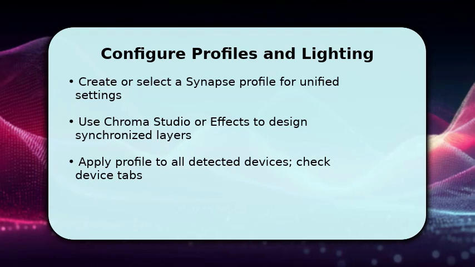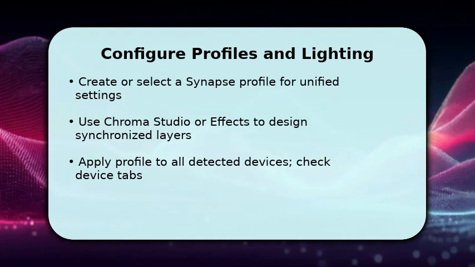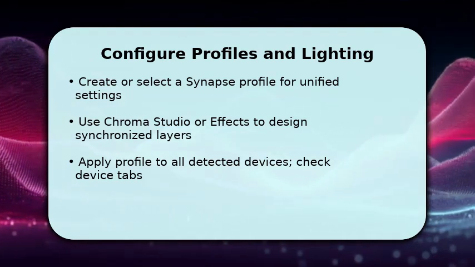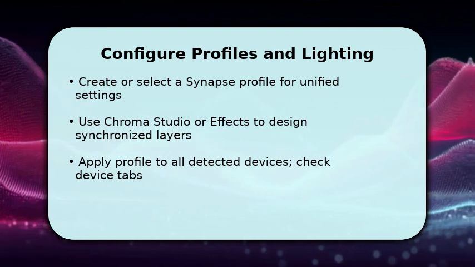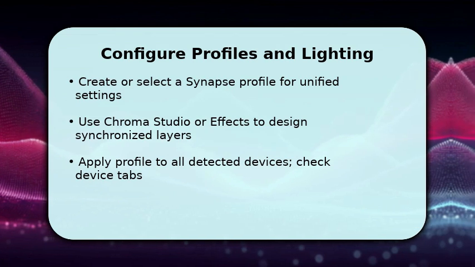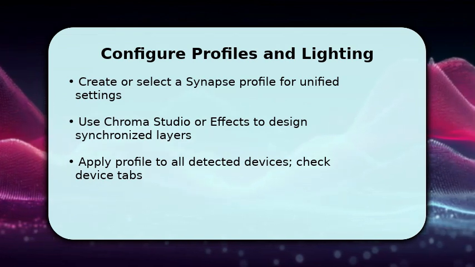Next, you build a unified profile that will push lighting to every device. Open Chroma Studio or the Effects tab and create layers for keys, zones, and peripherals. This is where you define colors, animations, and timing.